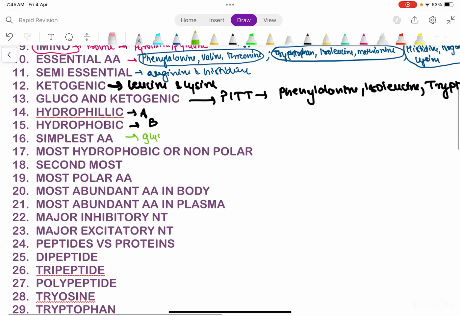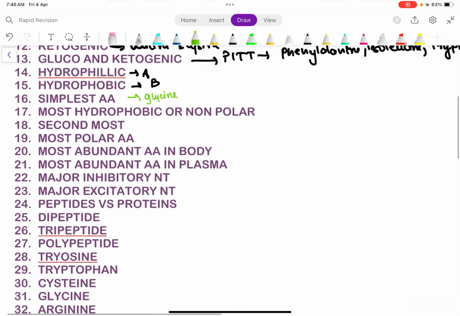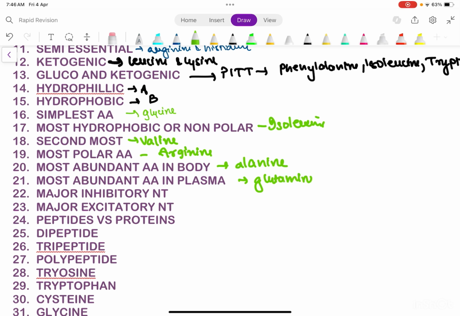First of all is simplest amino acid. We all know this, this is glycine. Then most hydrophobic and non-polar, isoleucine. Second most is valine. Most polar is arginine. Abundant amino acid in body is alanine, and most abundant amino acid in plasma is glutamine. Then major inhibitory is glycine, and excitatory is glutamate.